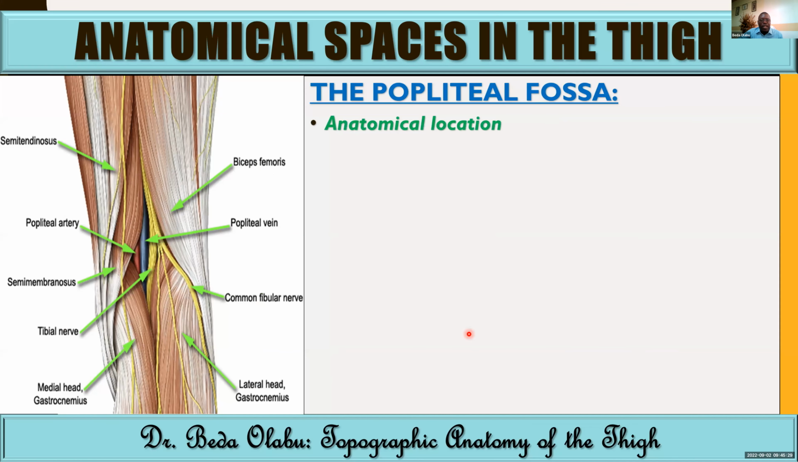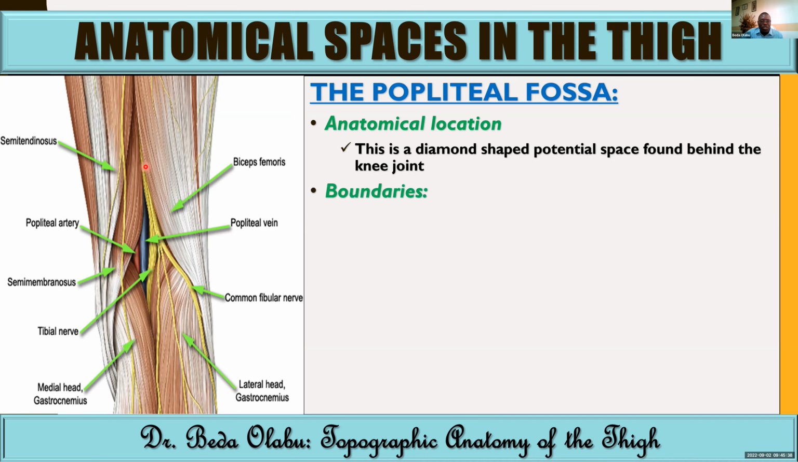The popliteal fossa is located behind the knee joint. So it's a diamond-shaped potential space just behind your knee joint. This diamond-shaped space has four walls, just like a diamond. Superomedially, which means superior medial, as demarcated by that black line, the superomedial wall is formed by two muscles, semitendinosus and semimembranosus. So those ones are superomedial.